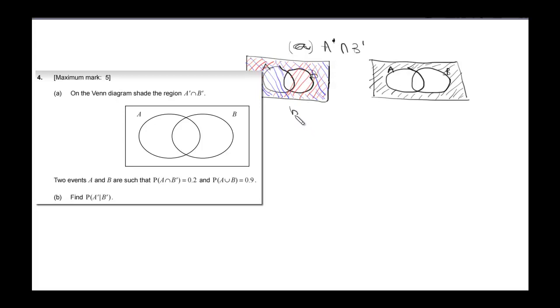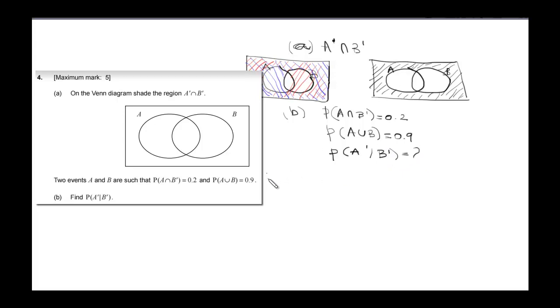Now for part B, the second part, we are given that probability of A intersection B dash is 0.2 and probability that A union B is 0.9, and we are asked to find the conditional probability of A dash given B dash.